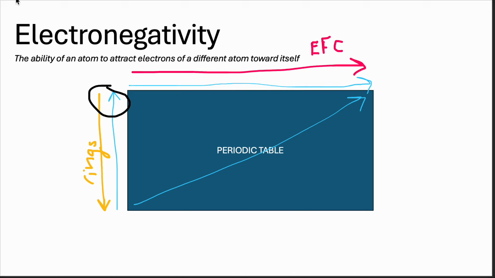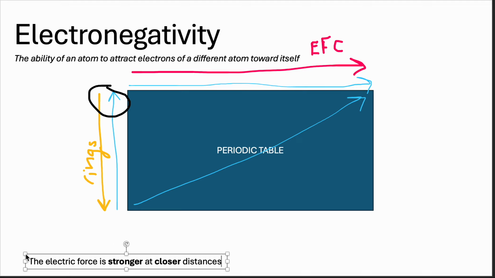And this points to the same idea. The electric force is stronger at closer distances. So if I'm thinking about my positive nucleus being able to attract negative electrons from a different atom, if I'm smaller in general, then I can get closer to the neighboring atom and I can exert a bigger force on those electrons from the different atom and pull it toward myself.